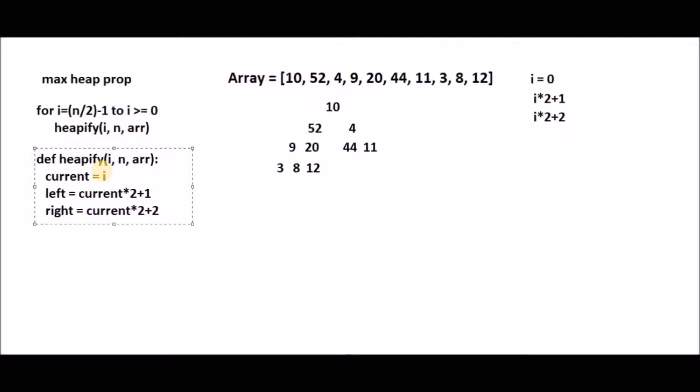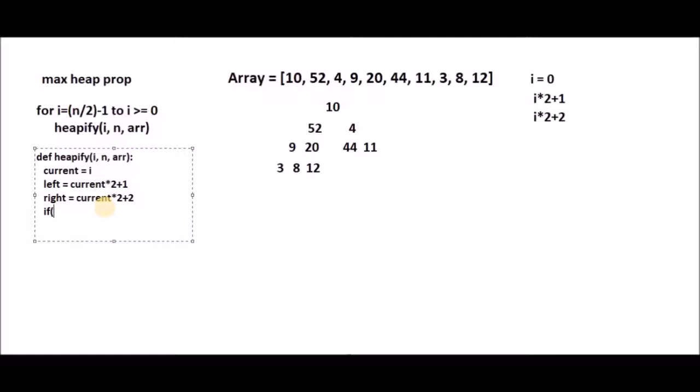So now that we have these, we know what my left child and my right child are. So what we do here is we check if my left is less than n, and if the array at left is greater than the array at current, that means I'm right now at 20, so if the child of 20 is greater than 20, then I need to swap it. I set the current to be left.